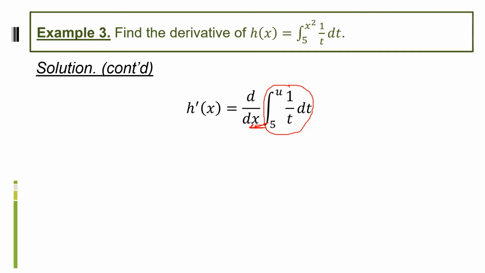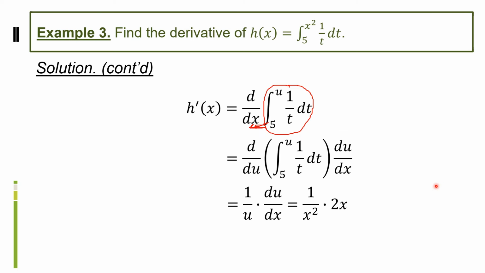Kaya natin kinuha kanina yung du over dx. So, we now have d over du, the definite integral from 5 to u of 1 over t dt, times du over dx. So, napansin ninyo, parang yung d over dx, parang hinati natin into 2. That is, derivative of this with respect to u, para pwede nating magamit yung FTC1, times, by using chain rule, we have du over dx. Para bumalik pa rin siya doon sa kanyang original variable na x.